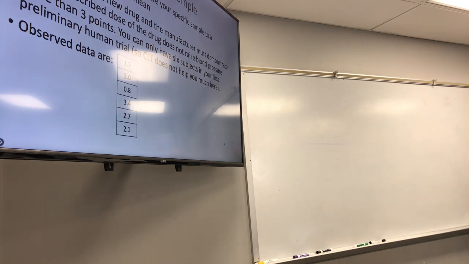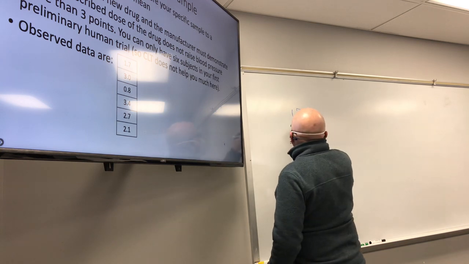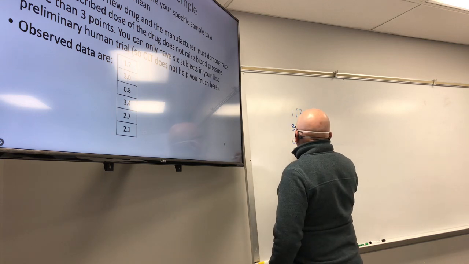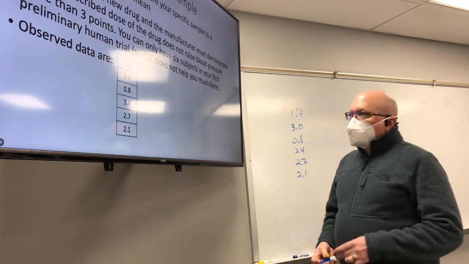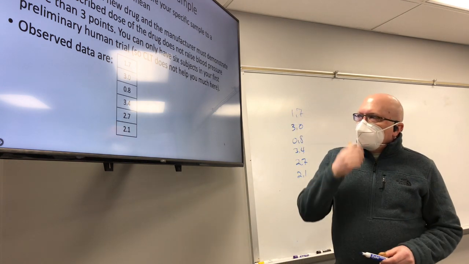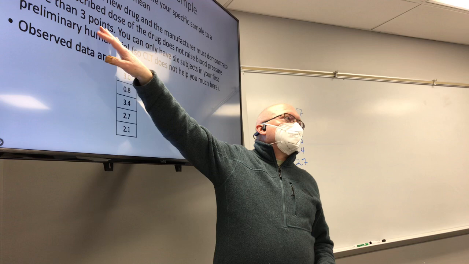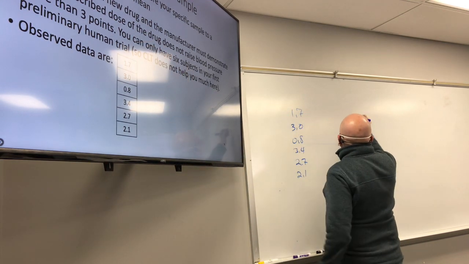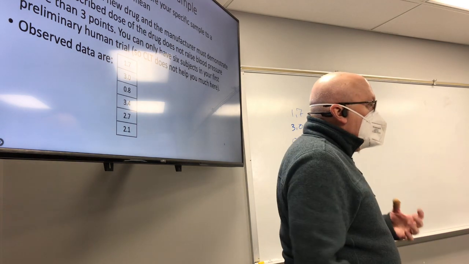So you give these people the drug, and then you measure how their blood pressure changed, and these are the data. Subject 1 changed by 1.7, subject 2 by 3.0, 0.8, 3.4, 2.7, and 2.1. So these are the data, and you're testing them against the hypothesis that these data are less than 3, basically. And so how do you go about doing this?